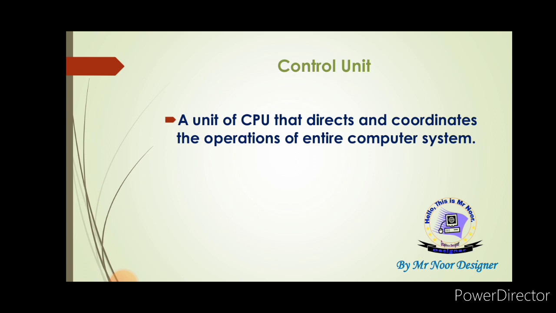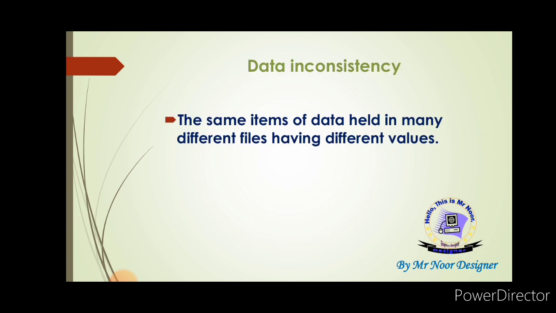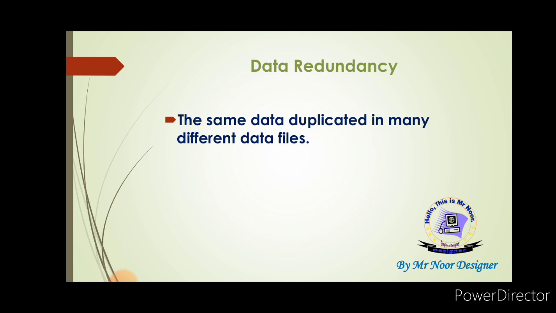Control unit, CU. A unit of CPU that directs and coordinates the operations of the entire computer system. Data file. A collection of records. Data inconsistency. The same item of data held in many different files having different values. Data redundancy. The same data duplicated in many different data files.